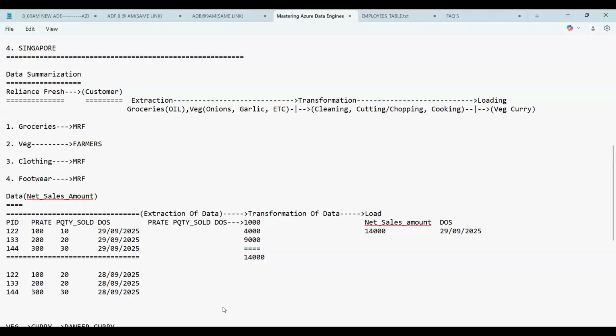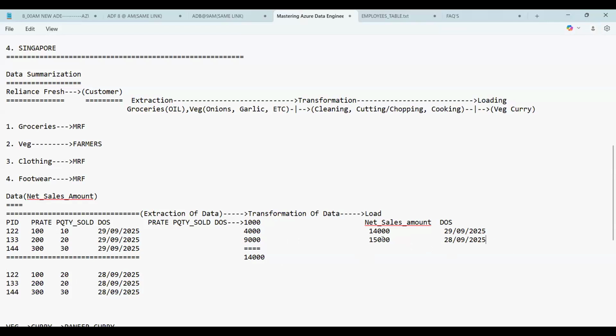Now you have to perform the same task, guys. So again, you need not do all things. Simply calculations are needed here. What is the calculation? 100 into 20 means what, guys? Instead of 1,000, it will be 2,000. So totally the net amount will be what, guys? Can you tell me? 15,000. And the date of sales is 28th of September 2025.